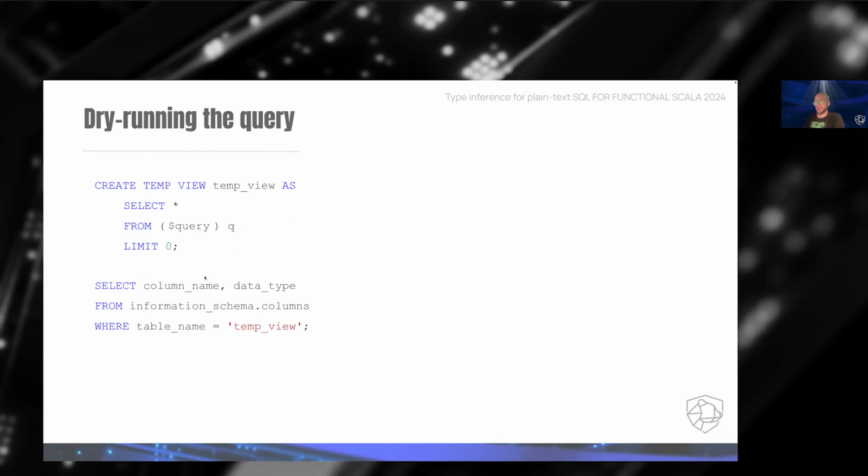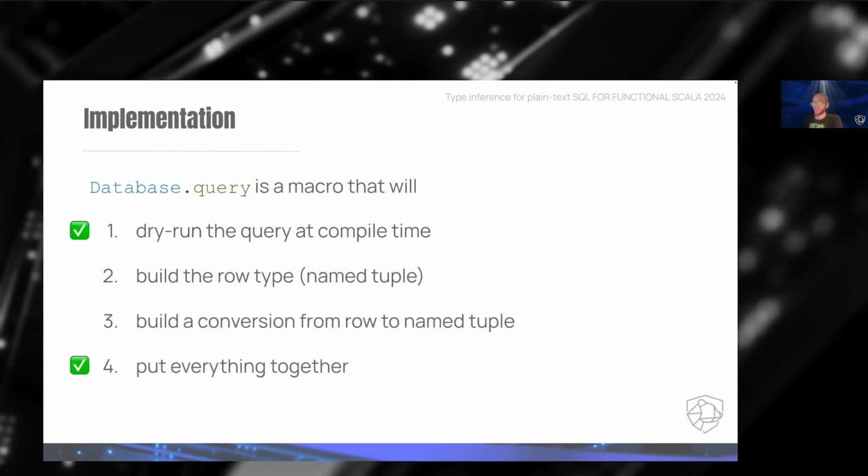So for each of the columns, I get its name and its data type. And once I have this information, I can drop the view again. That's all that I need in order to construct the named tuples. All right, so that's the dry run of the query, and this will happen at compile time.